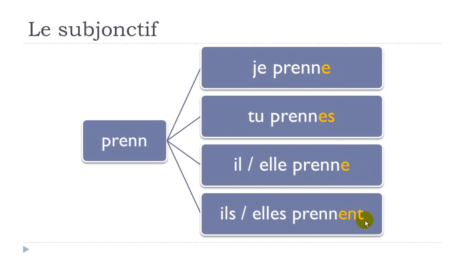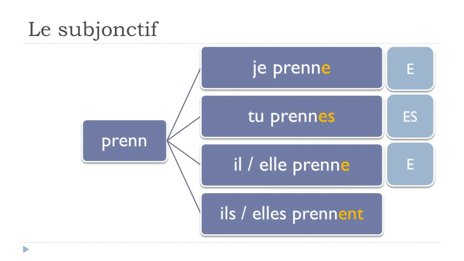Then phonetically, as usual, remember, we've got only one form here. It is exactly the same form, so we pronounce it the same way, but of course, as usual, we write it differently, okay? So keep in mind that the ending for je is e, the ending for tu is es, the ending for il, elle is e, and the ending for ils, elles at the plural form is ent.